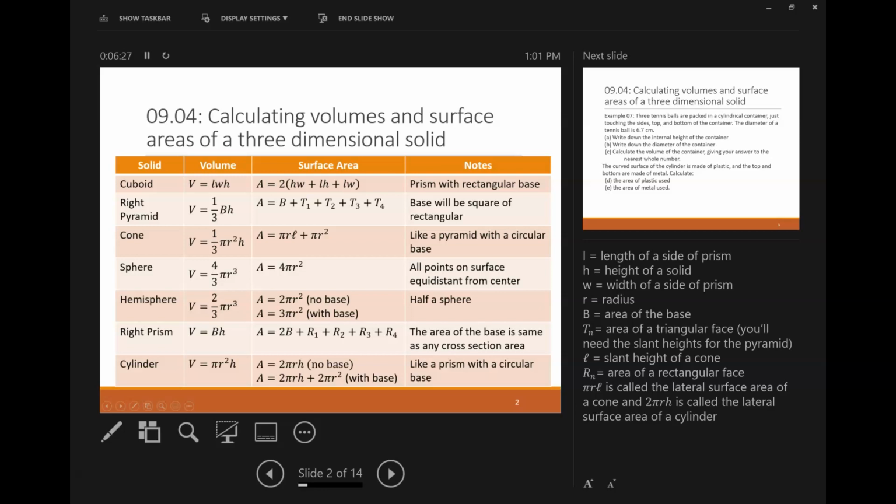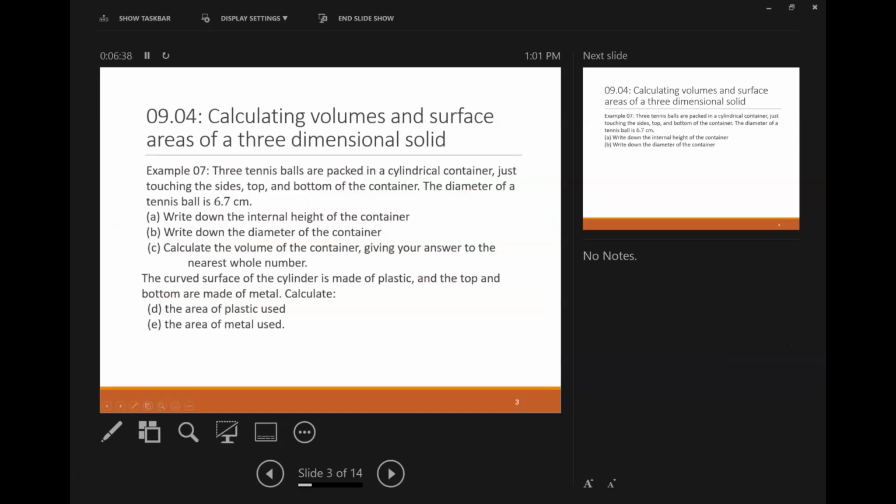Everybody happy with this? So again, I'll give you the formulas, but you need to know what the letters mean and how to use the formulas. Seems like a fair trade? Probably. All right, so let's look at some examples.